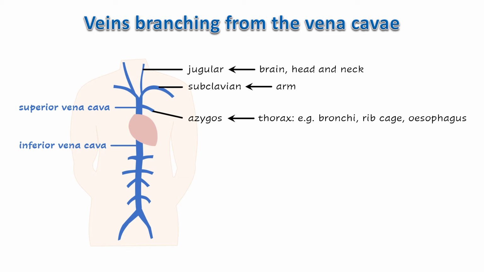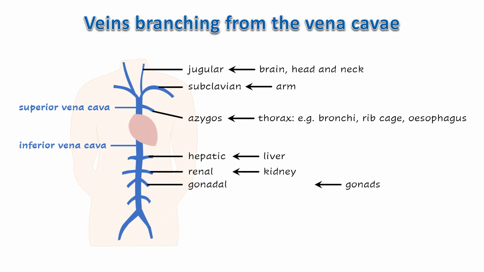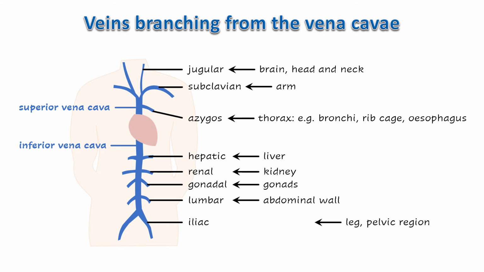Below the heart, the inferior vena cava first gives rise to the hepatic veins, which drain the liver, then the renal veins, which drain the kidneys, and the gonadal veins, which drain the gonads. The lumbar veins emerge below that and drain the abdominal wall, while the iliac veins branching at the bottom of the inferior vena cava drain blood from the legs and pelvis.